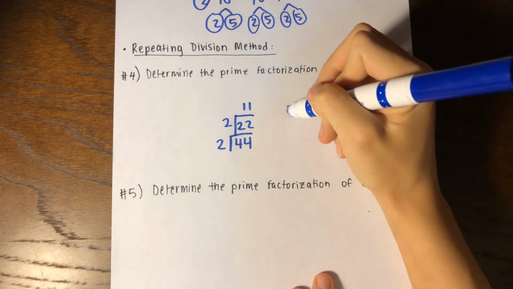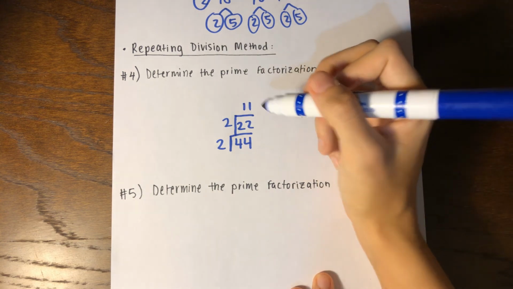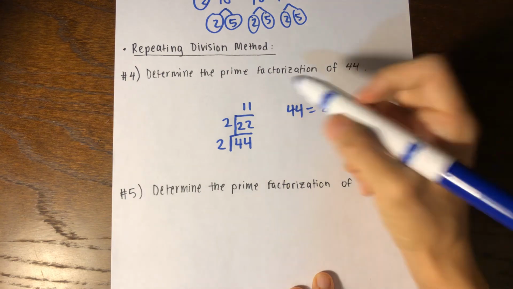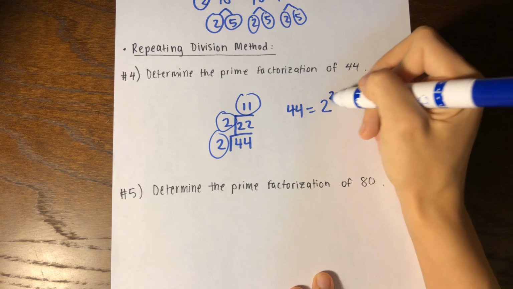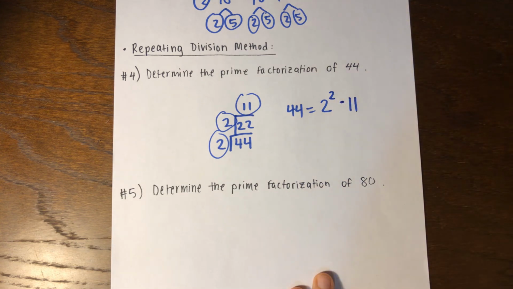So we write 44 is equal to, and we're taking our factors out here, so we have 2, and there's 2 of them, right? And then our next prime number is 11. So just like that.